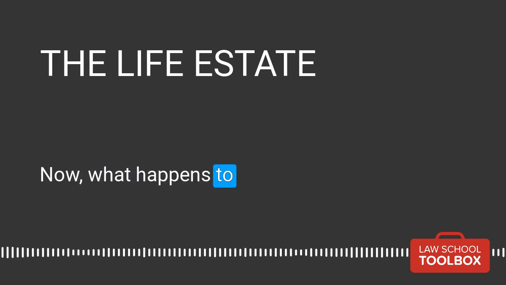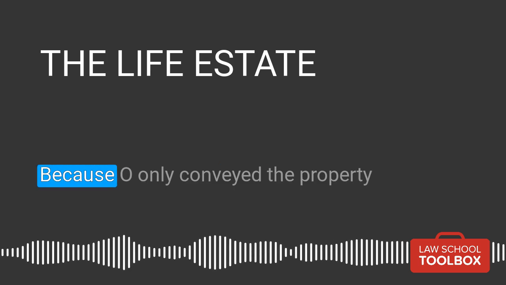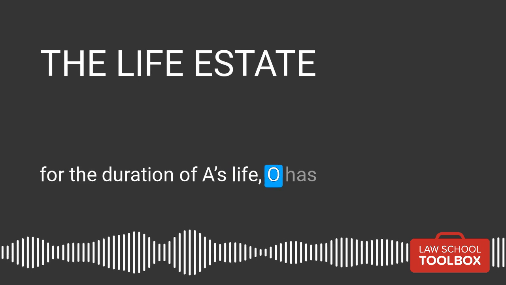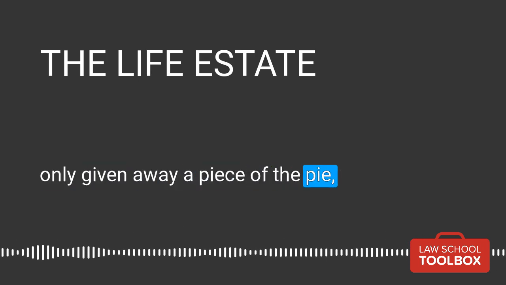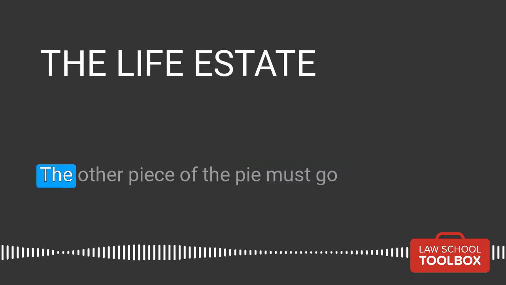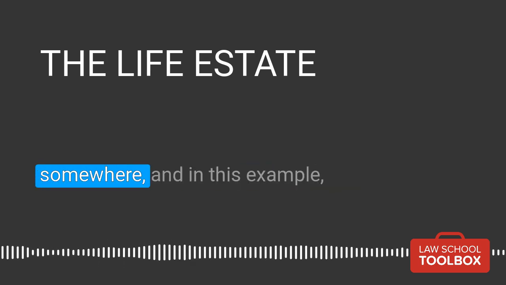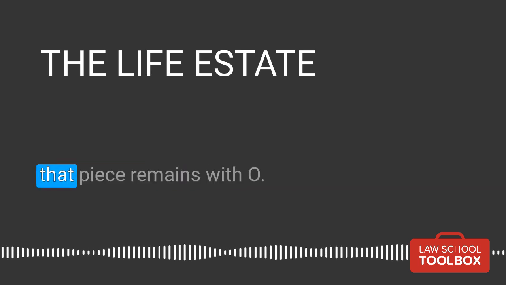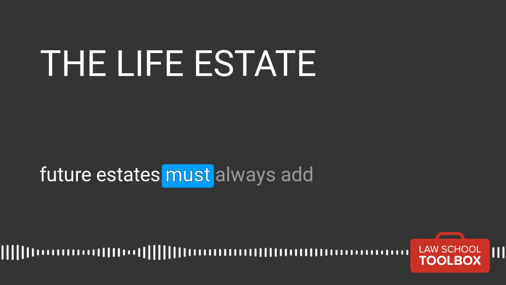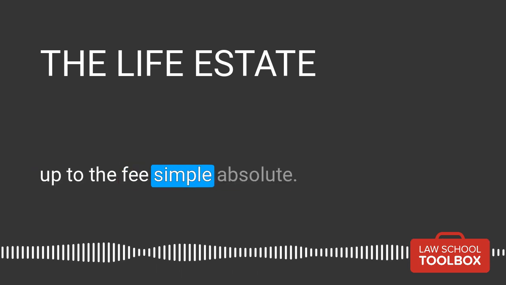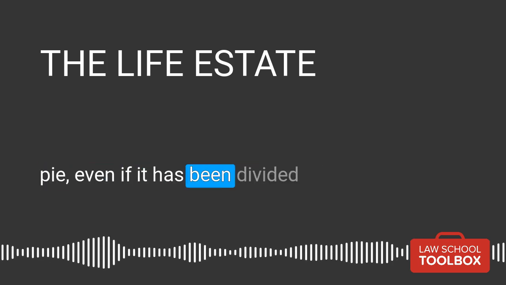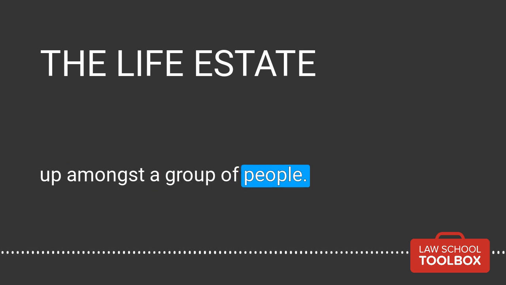Now, what happens to Willow Lane when A dies? Because O only conveyed the property for the duration of A's life, O has only given away a piece of the pie, or a present interest in Willow Lane. The other piece of the pie must go somewhere, and in this example, that piece remains with O. Remember, our present and future interests must always add up to the fee simple absolute. We must always have the whole pie, even if it has been divided amongst a group of people.